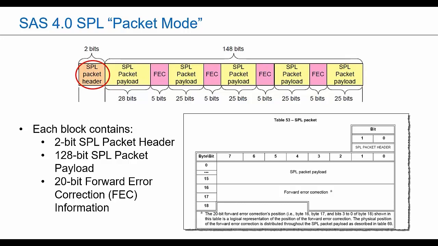Looking closer at the basic layout of an SPL packet, there's the 2-bit packet header, 128 bits of payload, so 4 DWORDs of data in each segment, and then 20 bits of FEC. Every SPL packet is fixed in length, 150 bits. In the spec, they show the 20-bit FEC pattern at the end, but it's really interlaced on the wire within the payload, always in the same relative position.